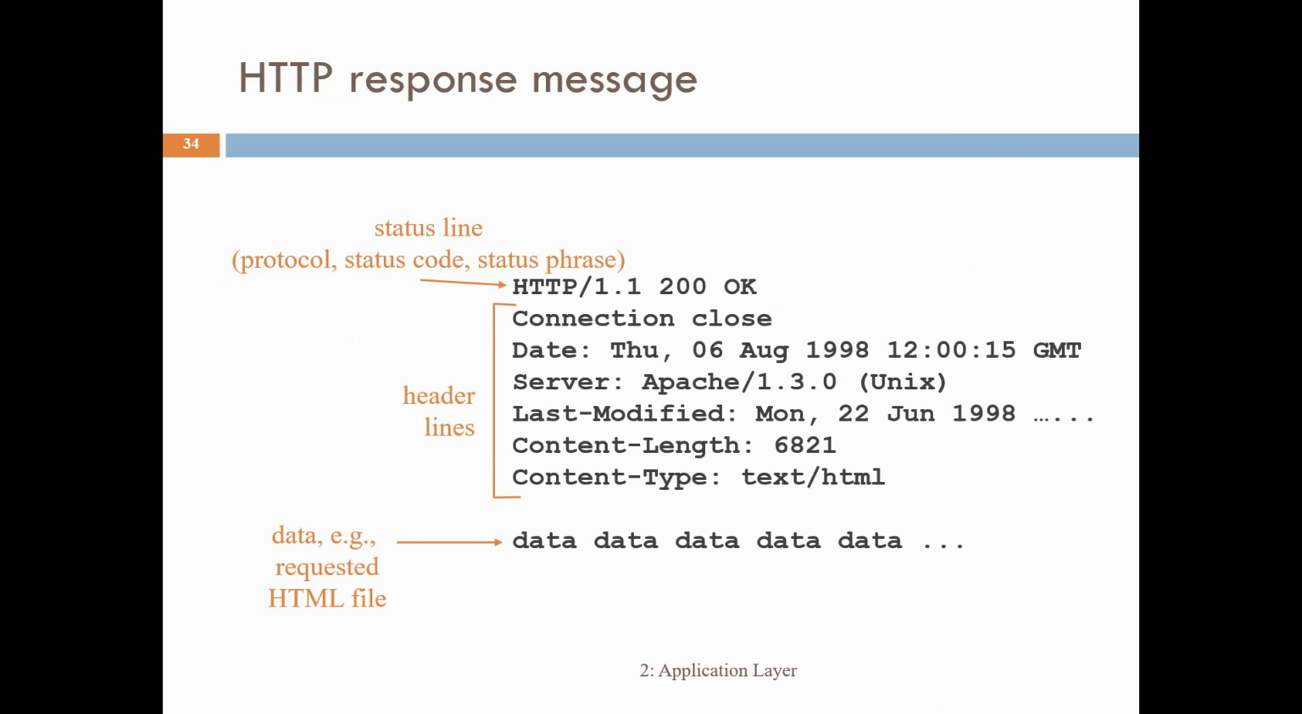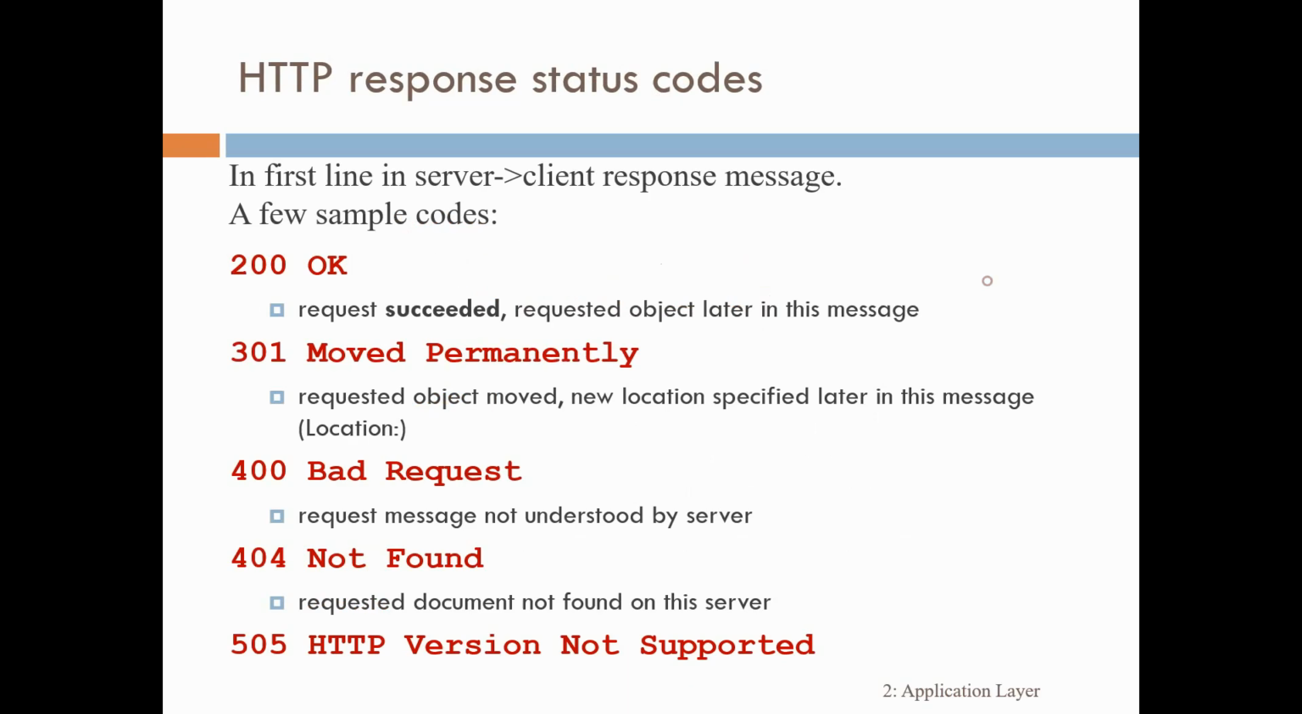And this here shows you the structure of the response. It starts with the status line, and the status line tells you what happened with your request. Here you have the version, and you have 200 OK. 200 OK is the desired response. It means that the request has been processed successfully, and the response includes the object.